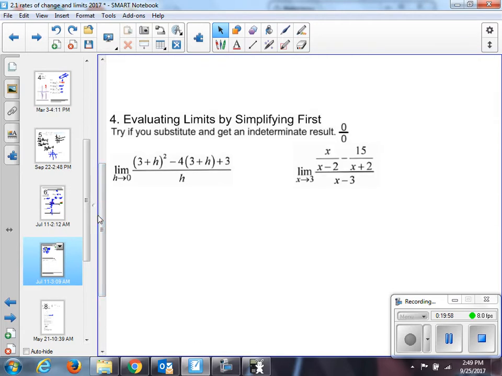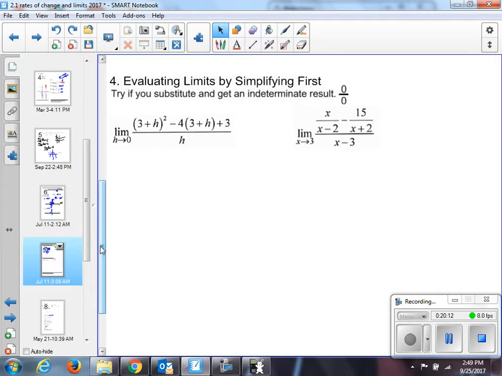Evaluating limits by simplifying first. Okay. If you try substituting, you get 0 out of 0, and it doesn't look like you could factor it too easy. Factoring, you'll get a hunch, right? Maybe you can't factor this one. So work it out and see what you get. And this 3 plus h, it almost looks familiar to that first example there that we had, eh? H tends to be something that you see quite a bit.